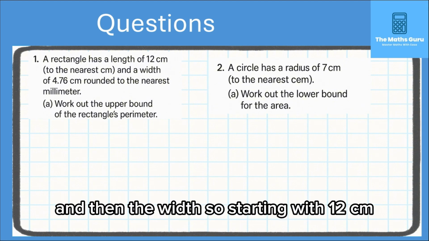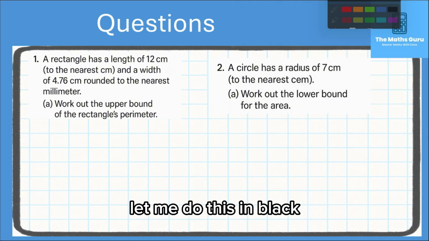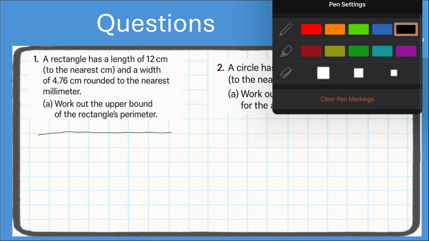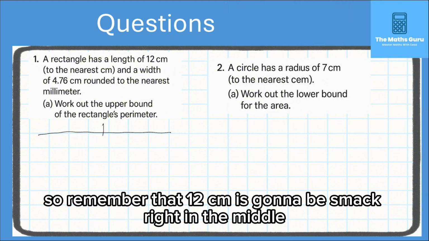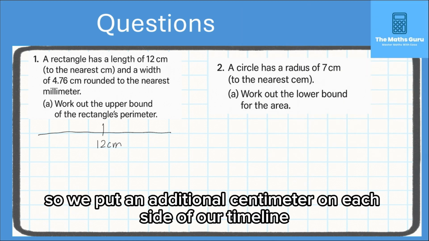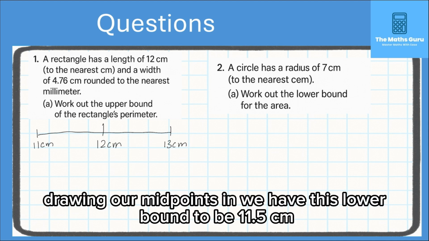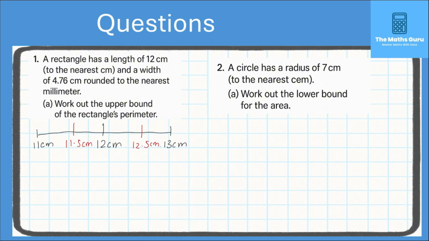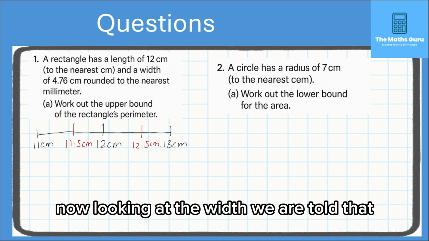So first things first, we're going to start off by working out our upper bounds for the length and then the width. So starting with 12 centimeters, draw our error interval timeline. Remember that 12 centimeters is going to be smack right in the middle. Then we are told that it's rounded to the nearest centimeter, so we put an additional centimeter on each side of our timeline. Drawing our midpoints in, we have the lower bound to be 11.5 centimeters and our upper bound to be 12.5 centimeters.